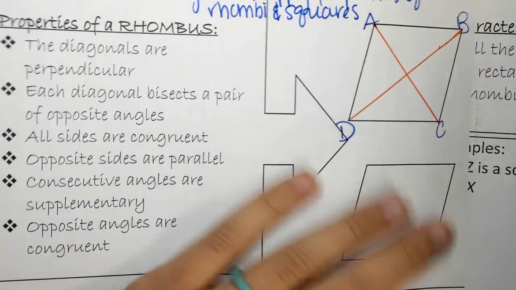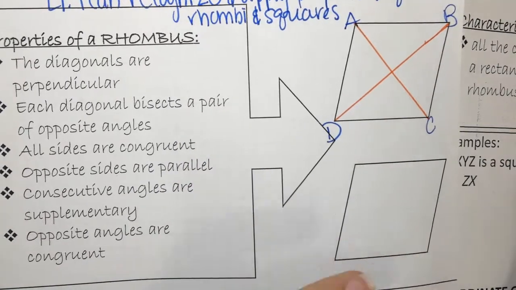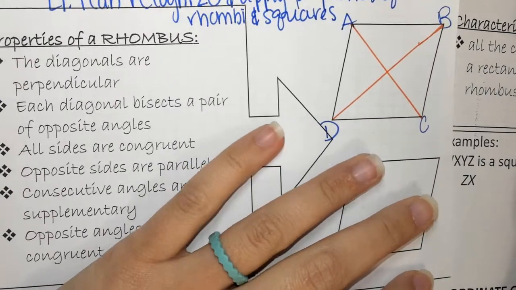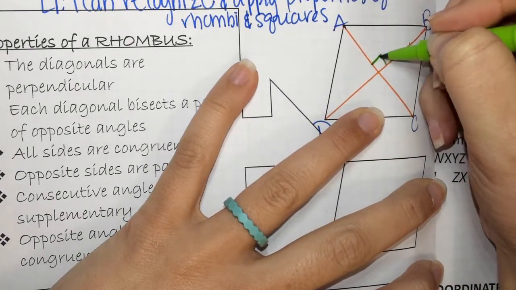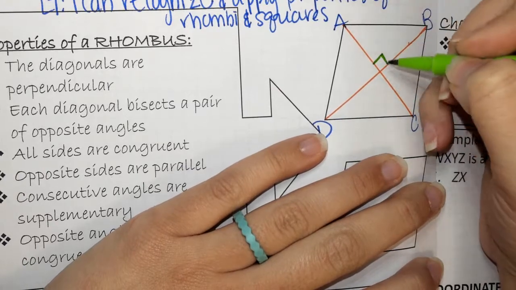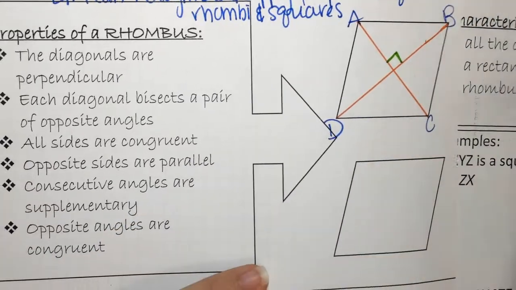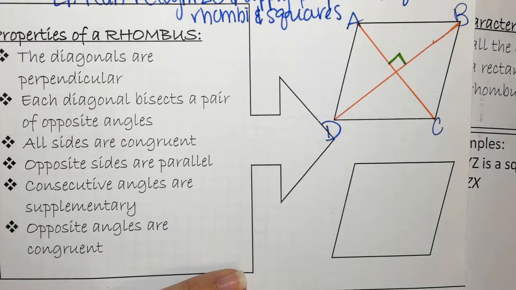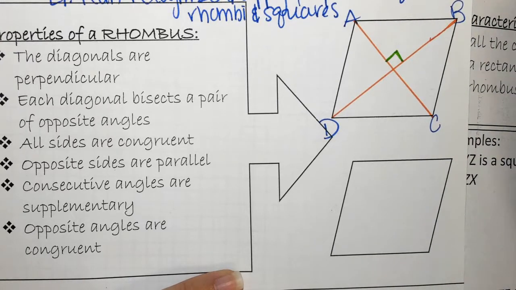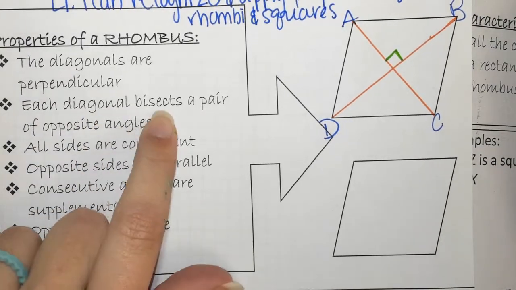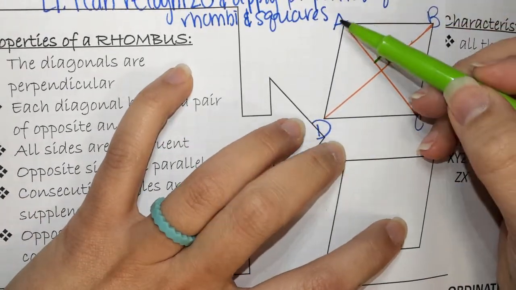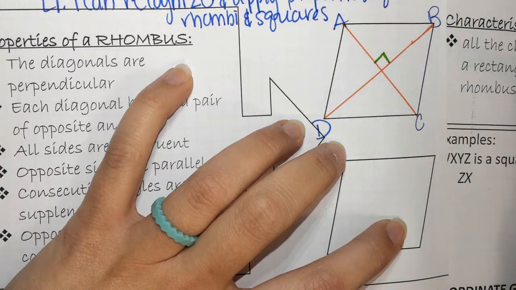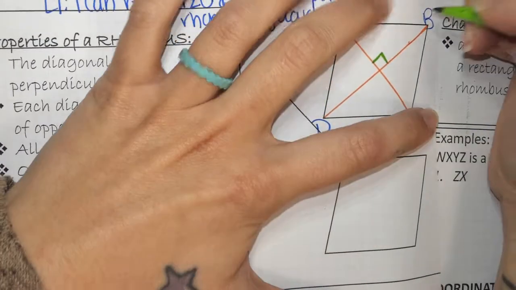Alright, the diagonals are perpendicular. So what does the word perpendicular mean? A 90-degree angle. Alright, so we would put a box right here, correct? And that means that all of these are 90 degrees. Does everybody understand? Alright, then it says each diagonal bisects a pair of opposite angles. So if it bisects angle B, what do we know about ABD and BDC? They're congruent. So how many moons would we put?